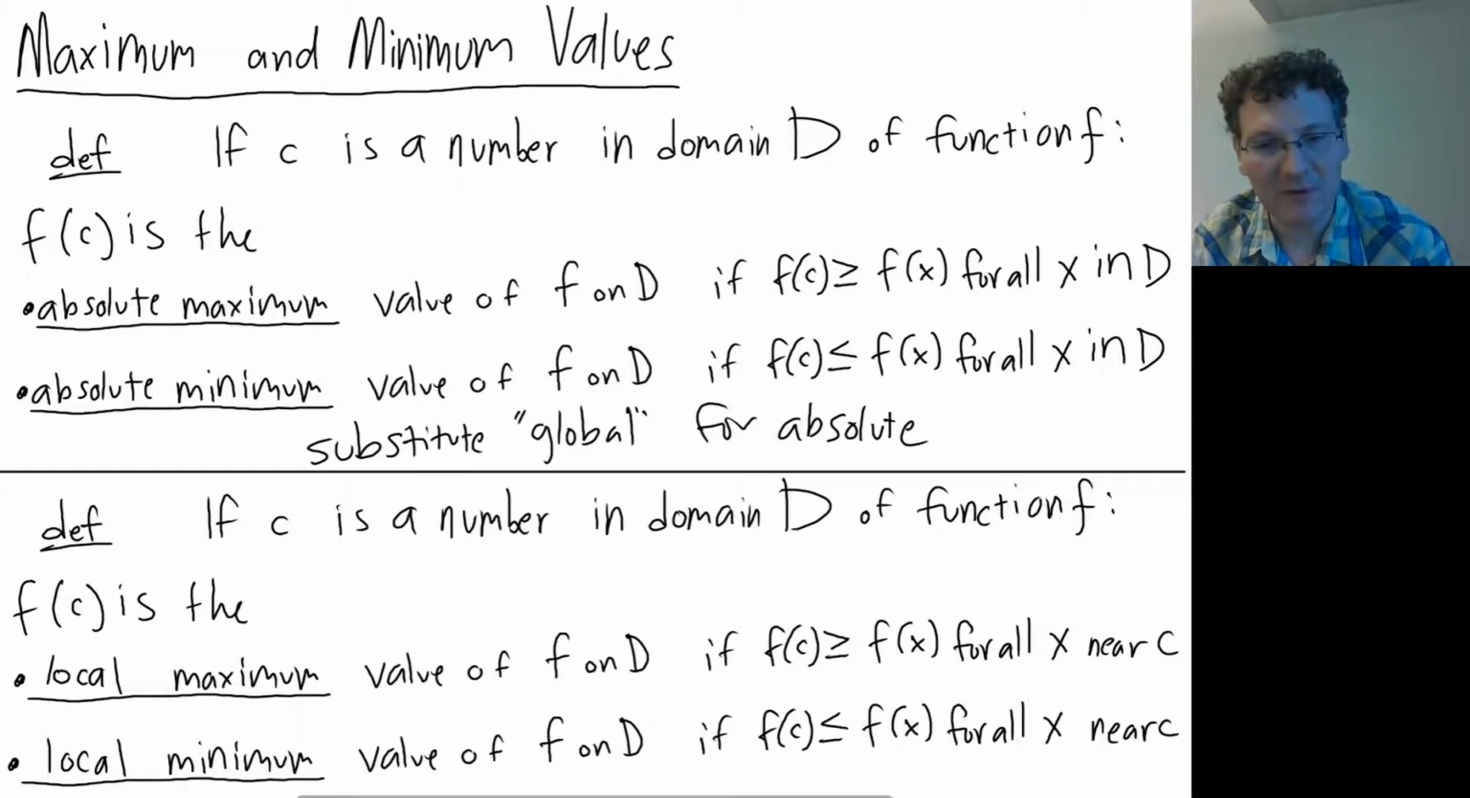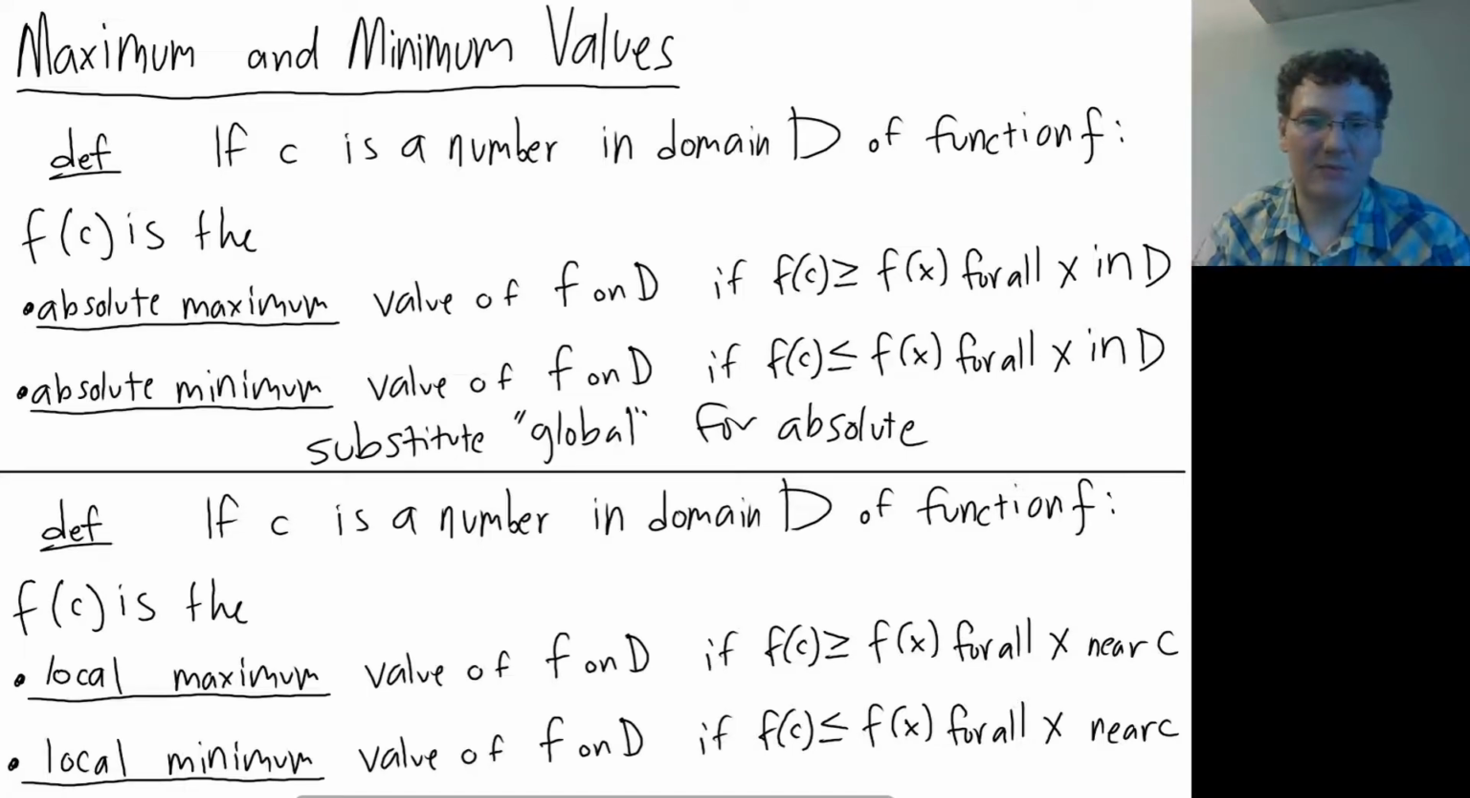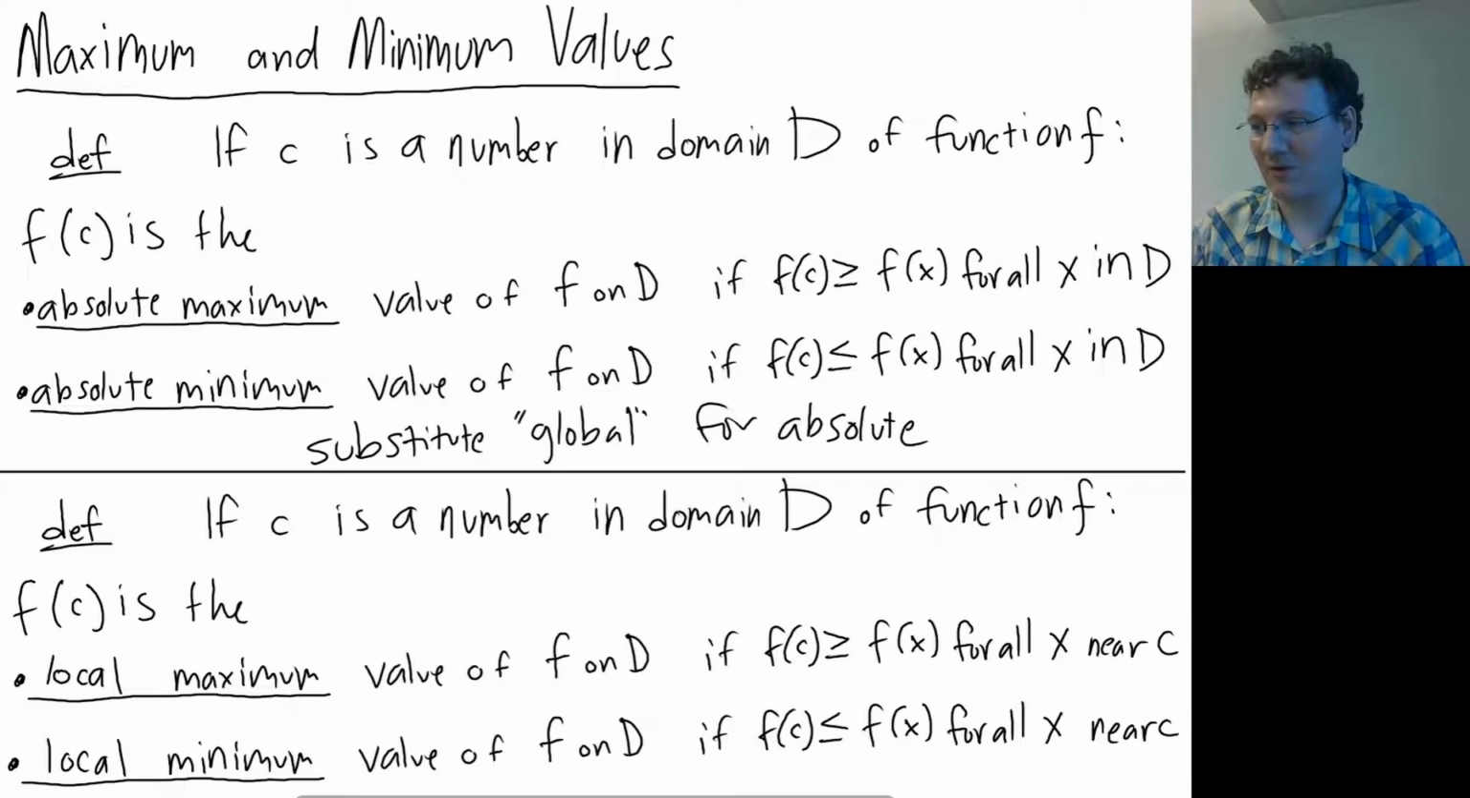It's a local minimum if f of c is less than or equal to f of x for all x near c. So you should have in mind the idea of a local valley or a local hill, but it may not be the highest altitude or the lowest altitude everywhere on the domain. It's just locally it is. It's like a little dip or a little bump. Technically, an absolute maximum value is also a local maximum value, but it doesn't work the other way.